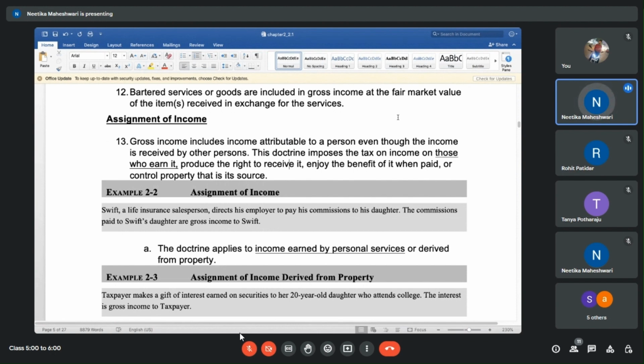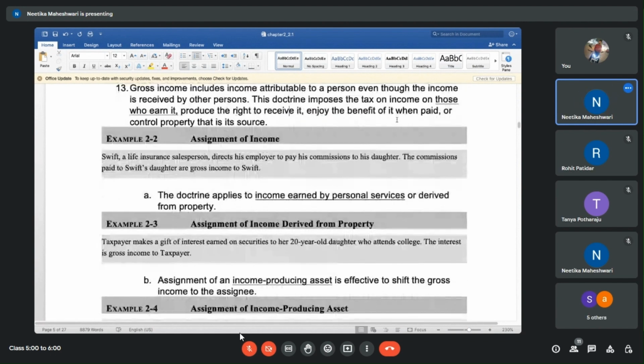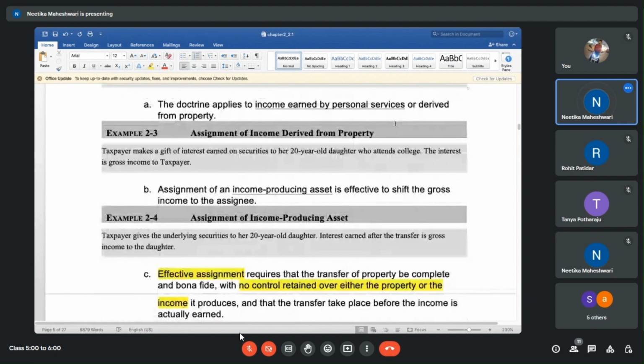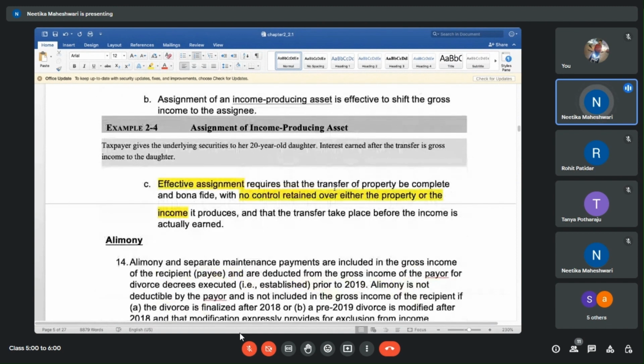But we have to see who has the right to receive it, who has control of that income, who has put in the efforts to earn that income, and that person has to pay taxes on it. Effective assignment requires that the transfer of property be complete and no control retained.